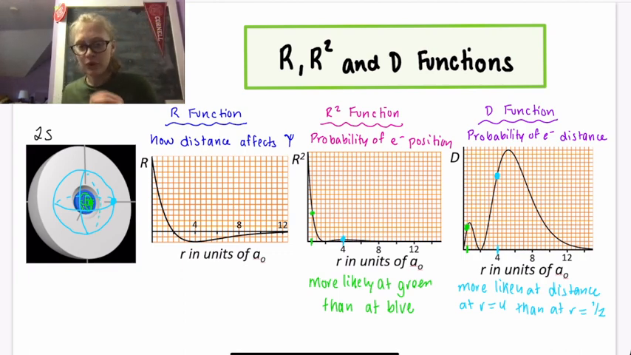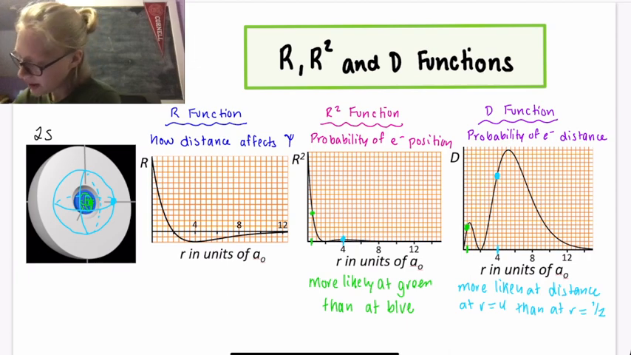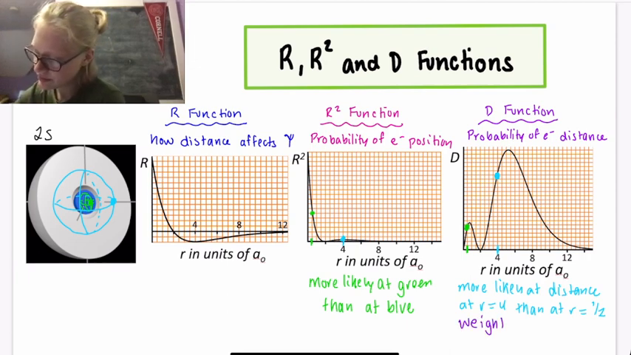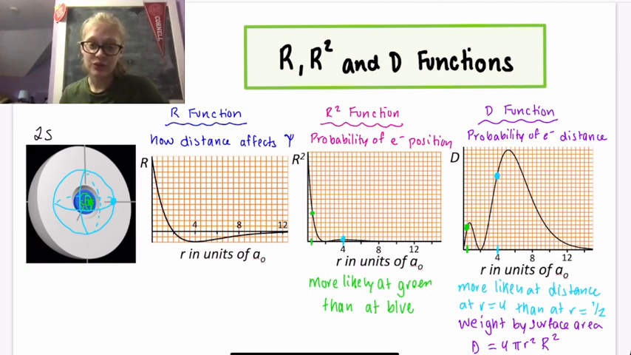So even though we're more likely to be at the green point than at the blue point, because the surface area of that blue shell is so much bigger than the green one, we're more likely to be at that farther distance. So that's what the D function tells us. It makes sense that the way the D function works mathematically is we're going to weight by the surface area. And so D equals 4 pi radius squared times big R squared. If you recall from our last video, the surface area of a sphere is 4 pi radius squared.